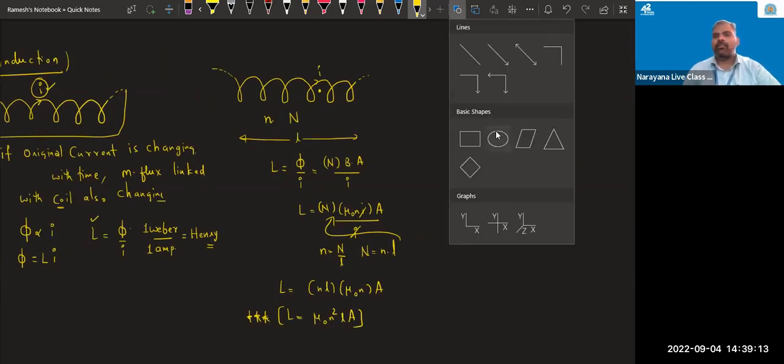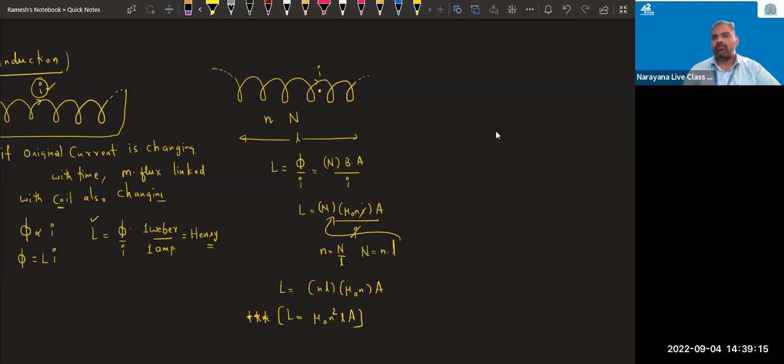I will take a very small coil of radius capital R. Find its coefficient of self-inductance. What is the formula? Tell me. L equal to phi by I. Phi value, how much?